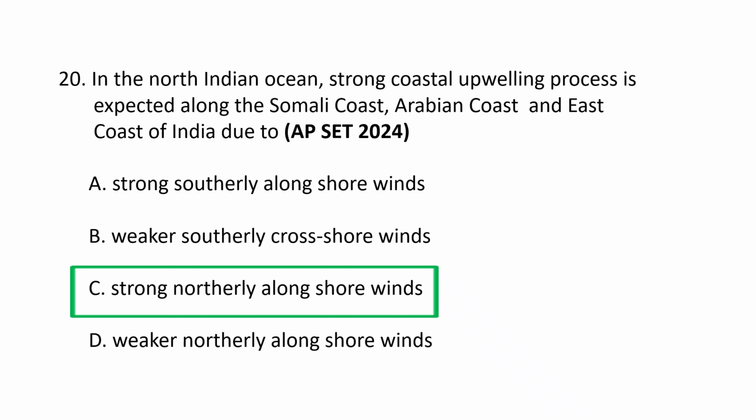Strong northerly along shore winds in the North Indian Ocean during the summer monsoon can indeed lead to significant coastal upwelling along the Somali, Arabian, and east coasts of India. This is primarily due to the monsoonal wind patterns that drive Ekman transport, pushing the surface waters offshore and allowing cooler, nutrient-rich water from below to rise to the surface. So the correct option goes as C, strong northerly along shore winds.